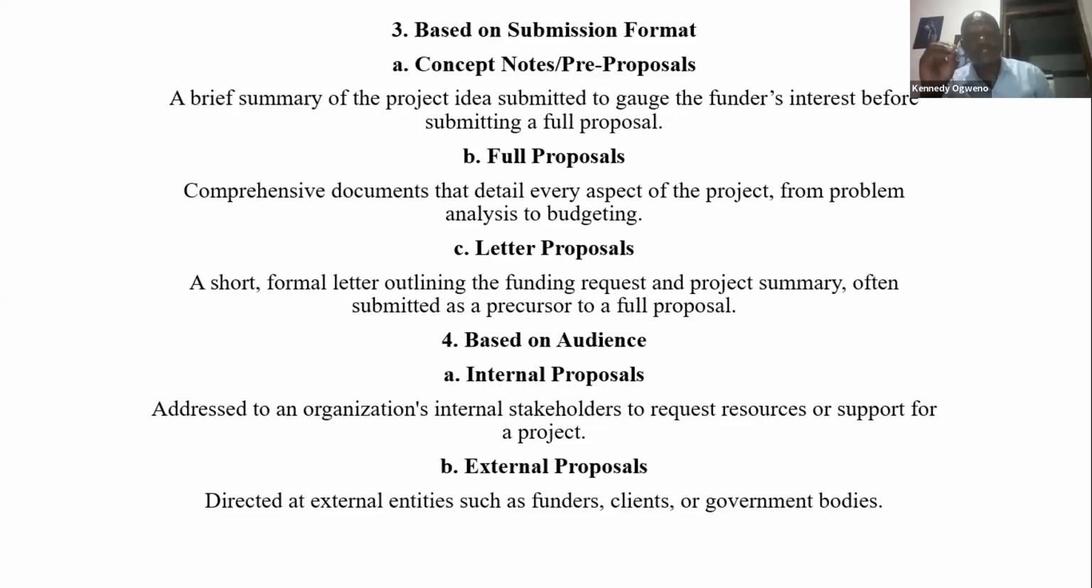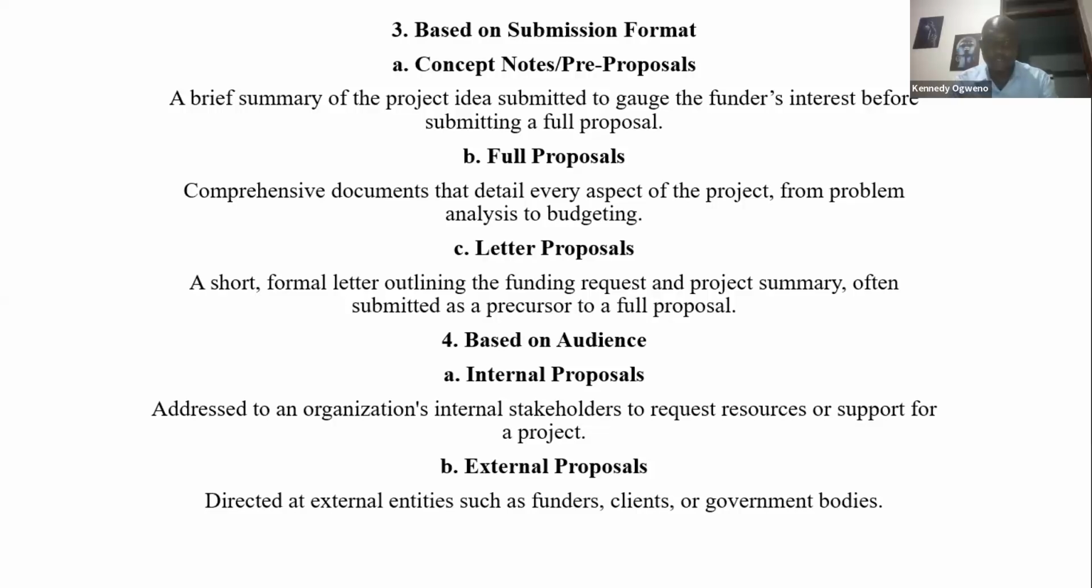Most funders normally receive the concept notes. They see the summary of the project that you want to conduct, so that their interest can be gauged from the concept note you've written. Then we have the full proposal. This is the comprehensive document, after the concept note. And then the letter proposal, a short formal letter outlining the funding request and project summary, often submitted as a precursor to a full proposal.